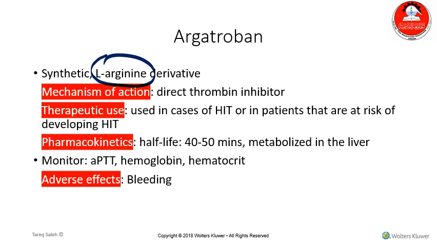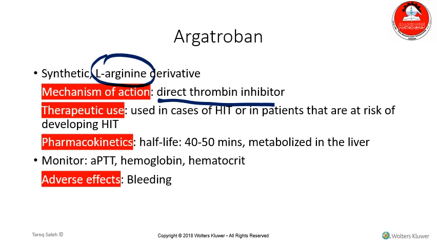These drugs are synthetic. The mechanism of action of argatroban is that it acts as a direct thrombin inhibitor. Remember that this is different from how heparin exerts its anticoagulant effects, because heparin does not directly antagonize thrombin. Instead, heparin binds to antithrombin 3 and enhances its activity, and antithrombin 3 in turn inactivates factor 10 and thrombin. So argatroban does that directly by inhibiting thrombin.